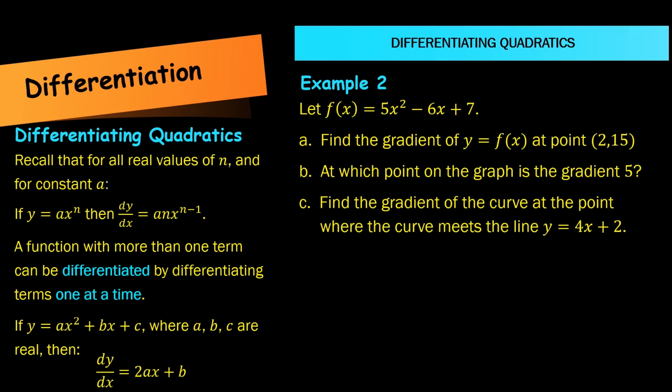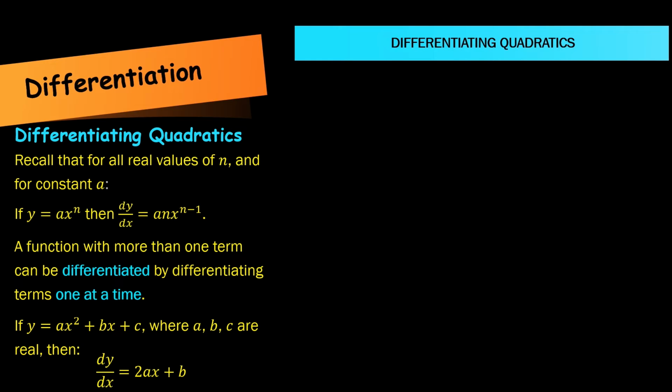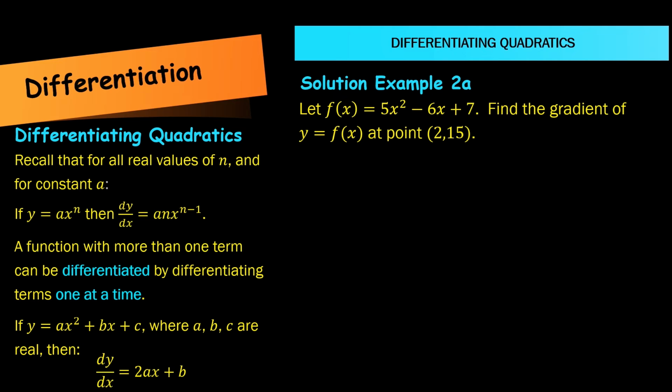Now let's have a go at example 2. Pause the video and have a go yourself. Press play when you're ready to view the solutions. So let's solve example 2a first. Let f of x equal 5x squared minus 6x plus 7. Find the gradient of y equals f of x at point 2, 15.